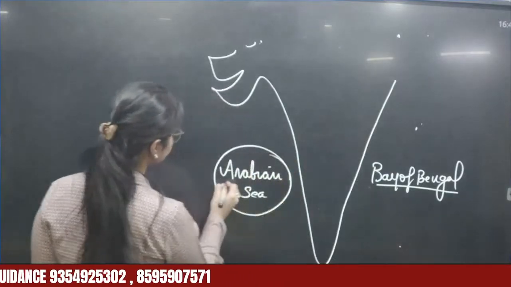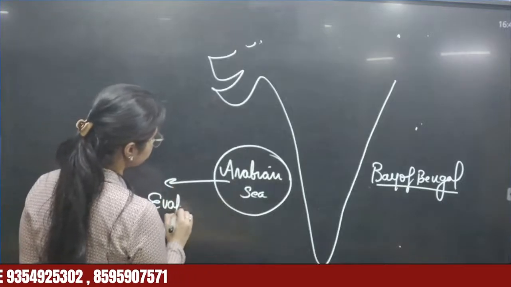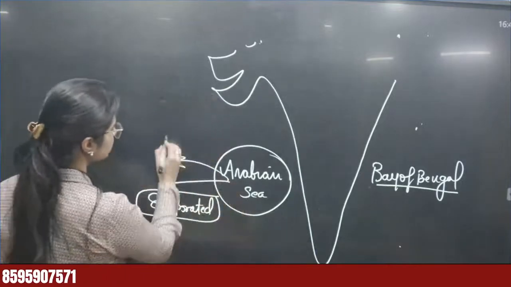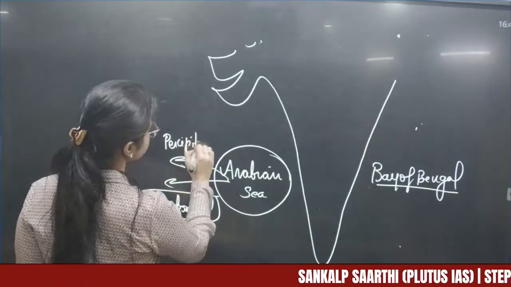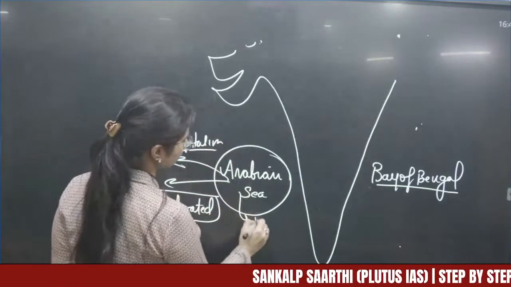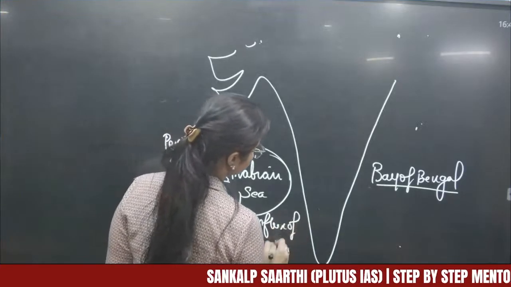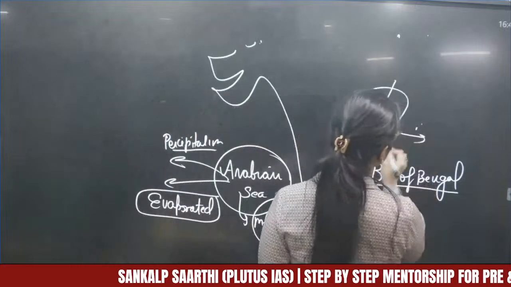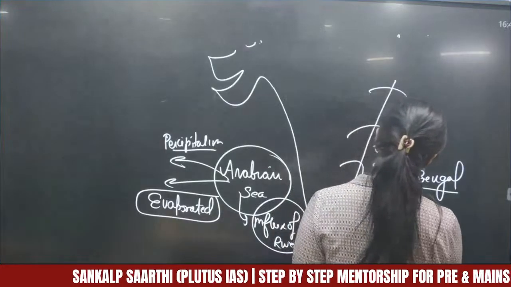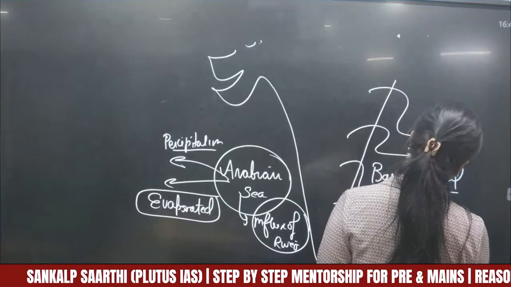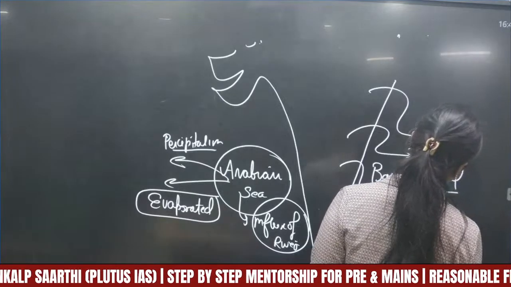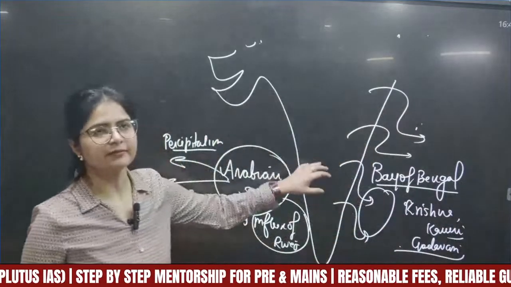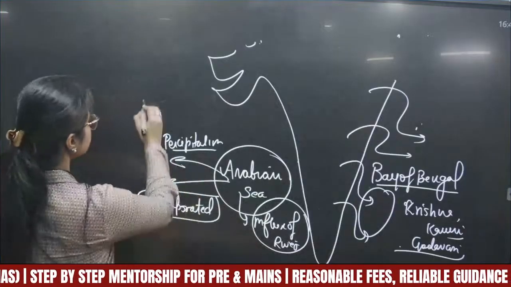Now the Arabian Sea will get a lot of evaporation, obviously because of high insolation. Precipitation is also going to be there, but the discharge of the rivers is not going to be there. The influx of fresh water is not going to be much as compared to the Bay of Bengal. Why? Because the Bay of Bengal will have a huge volume of rivers discharging into it, all your Krishna, Kaveri, Godavari. Therefore, the salinity value of the Bay of Bengal will be much less in the monsoons.